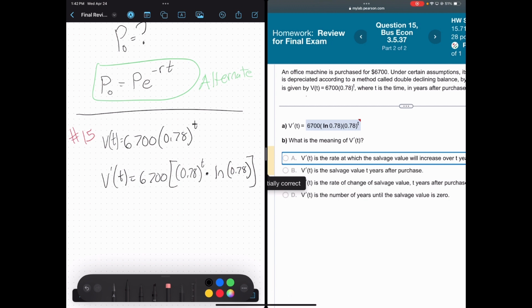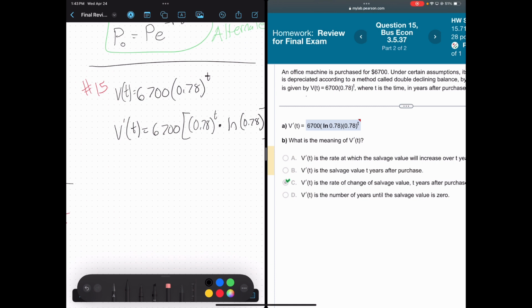Now, what does V prime actually mean? You're really looking for that wording, rate of change. A derivative is a rate of change. So that's what you're looking for here. In our case, it's part C, or option C. V prime of t is the rate of change of that salvage value t years after purchase. Questions about this one? Any questions?